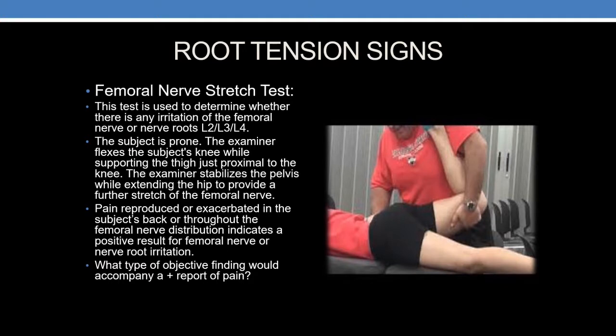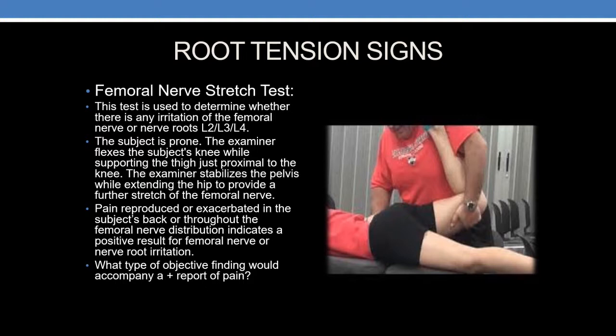And then finally, we have a root tension sign also for the L2, L3, and L4 nerve roots, and that is the femoral nerve stretch test. Now, the femoral nerve stretch test is used to determine whether there's any irritation of either the femoral nerve or the nerve roots of L2, L3, and L4. And recall that both the femoral nerve and the obturator nerves are composed of L2, L3, and L4 nerve fibers.